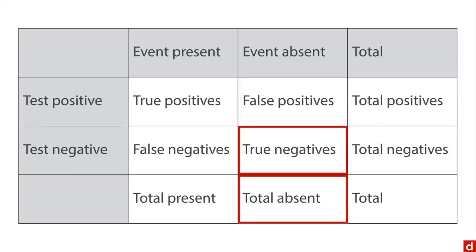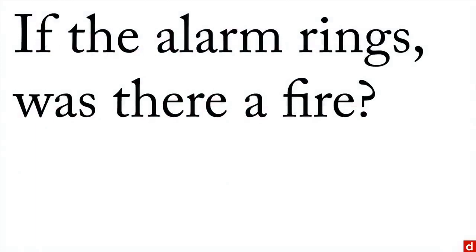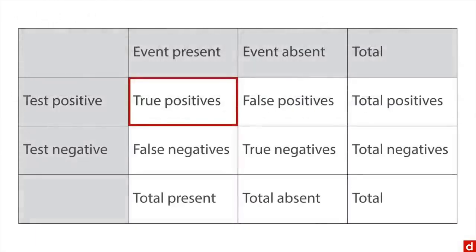Now, those are looking at columns. You can also go sideways across rows. So the first one there is positive predictive value, often just abbreviated as PPV. And we flip around the order a little bit. This one says, if the alarm rings, was there a fire? So now you're looking at the true positives and dividing it by the total number of positives. Total number of positives is any time the alarm rings. True positives is because there was a fire.